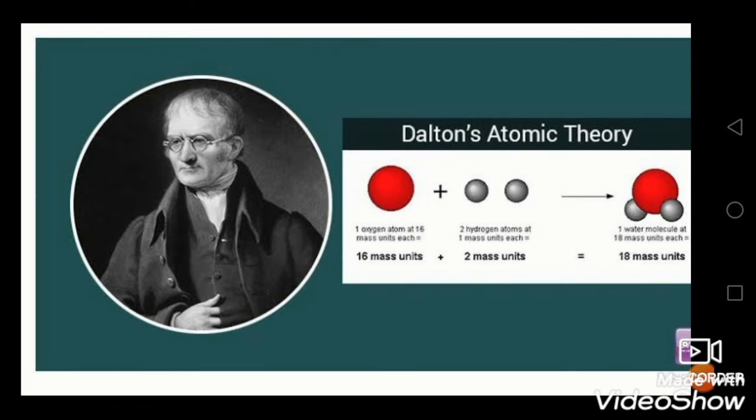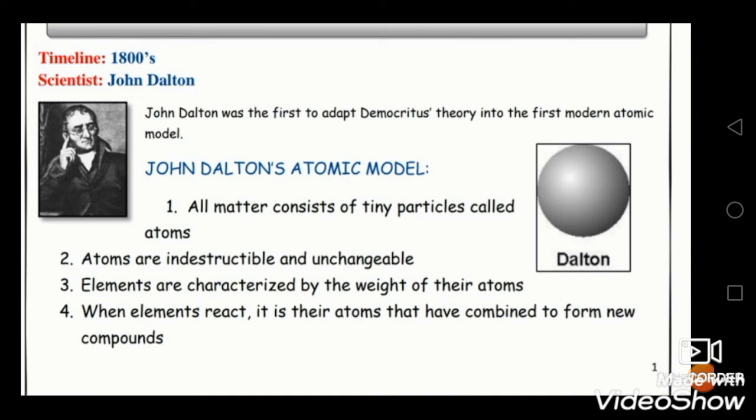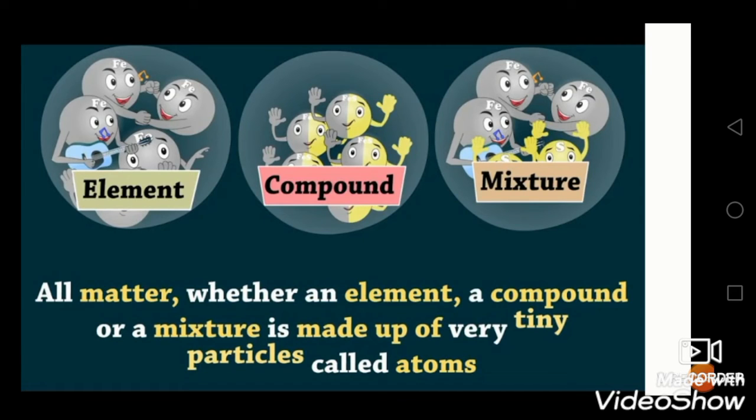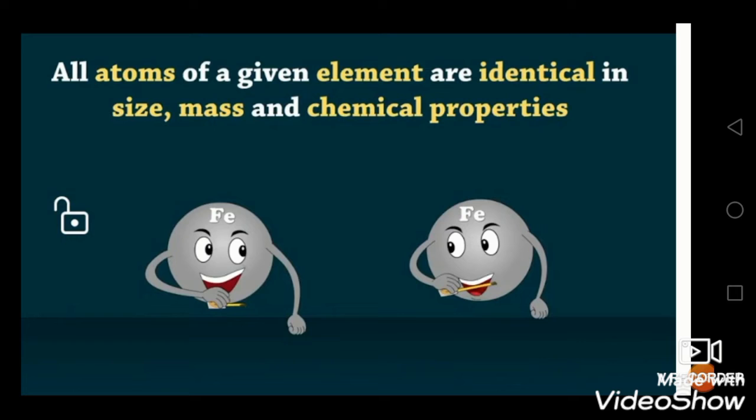Then comes Dalton's atomic theory. John Dalton was the first to adapt Democritus's theory into the first modern atomic model. There are 6 main points in John Dalton's atomic theory. The first one is all matter is made up of tiny particles called atoms. That is, all matter, whether an element, a compound, or a mixture, is made up of very tiny particles called atoms.